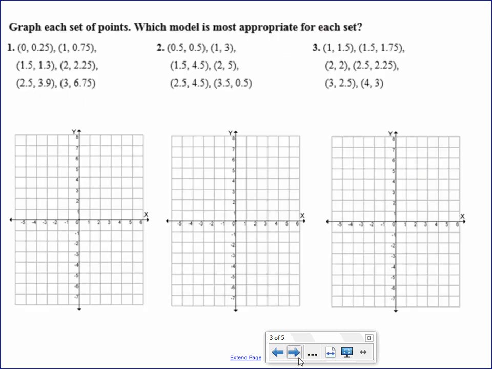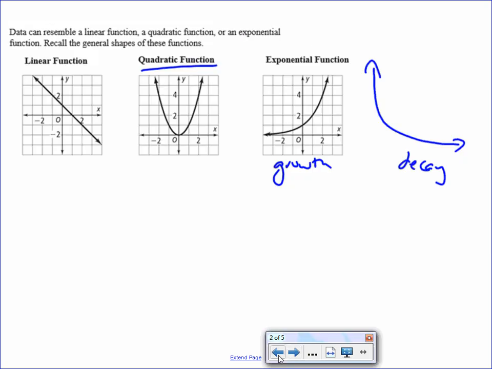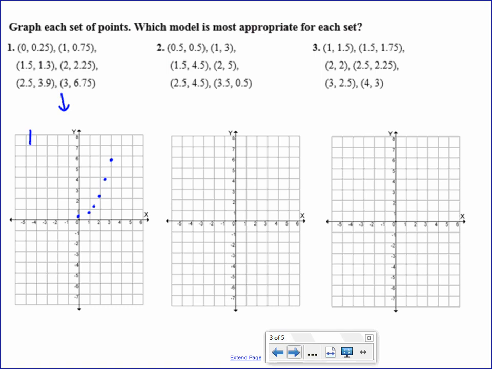Okay, so what kinds of things might you do today? You might have to graph points. So if I graph this data onto this graph, a 0 and a 0.25 would be like here. A 1 and a 0.75 would be like here. A 1.5 and a 1.3 would be here. Then a 2 and a 2.25, a 2.5 and a 3.9, and then a 3 and a 6.75. So we're looking at this. Just by looking at this and looking back at what we had to choose from, I think it's pretty easy to say that this would be an exponential.